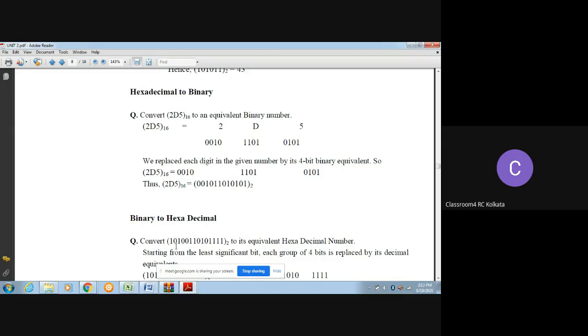0 0 1 0. What is this? 2. Right? Then 1 0 0 1, that is 9. Right. Then 1 0 1 0, that is 10, and 10 goes to A. The last one, 1 1 1 1, is 15, that is your F. So what will be the answer in hexadecimal? 2, 9, A, F.